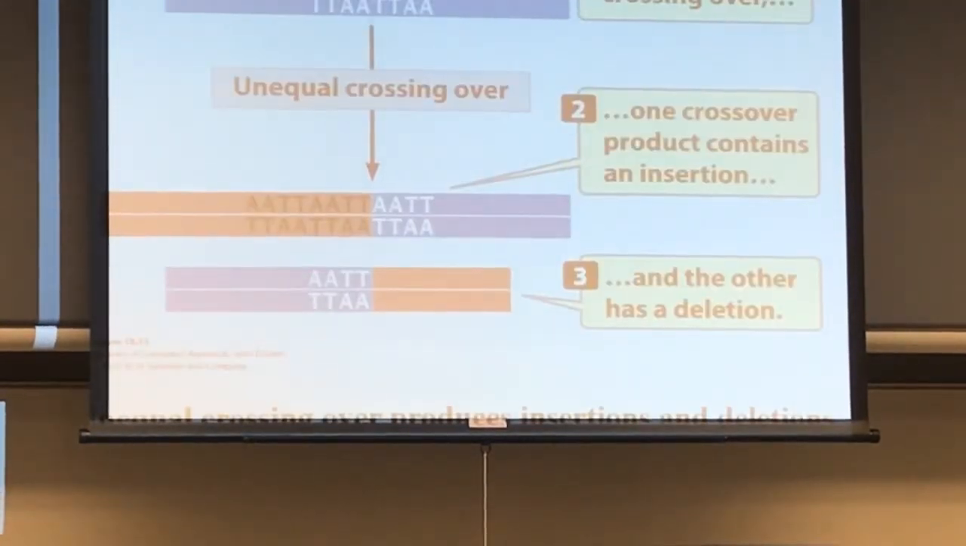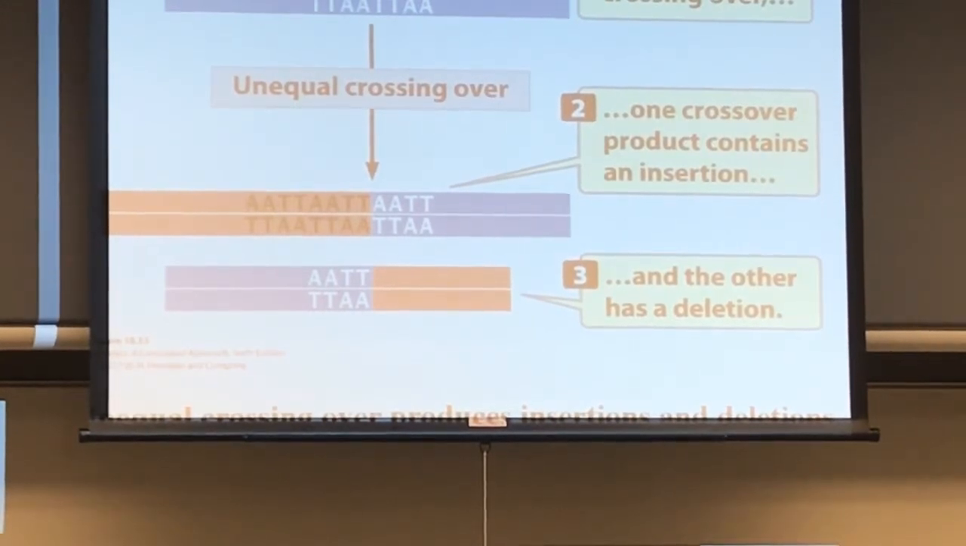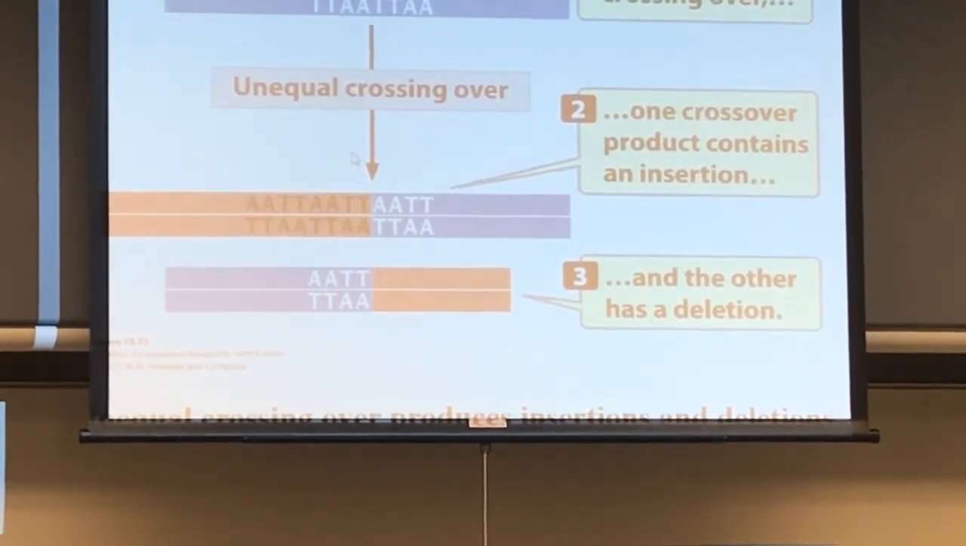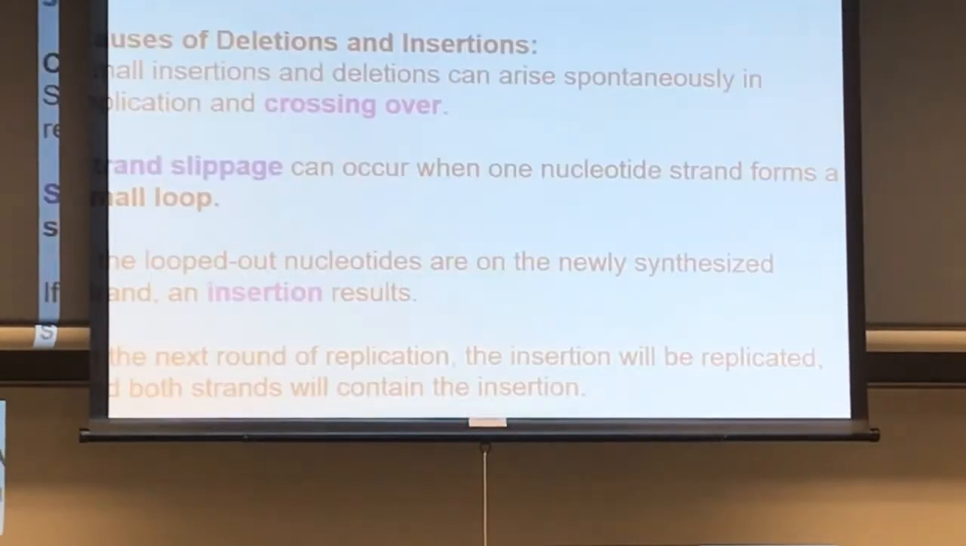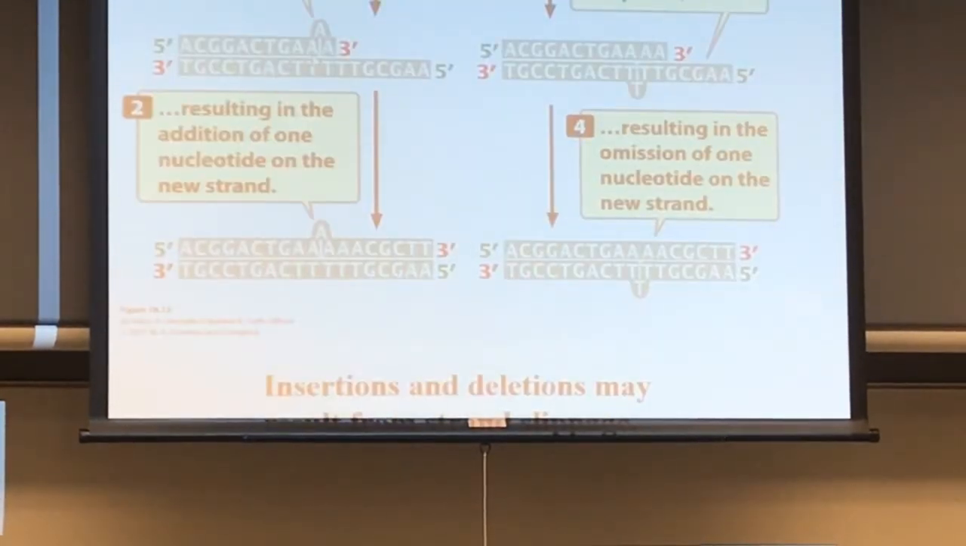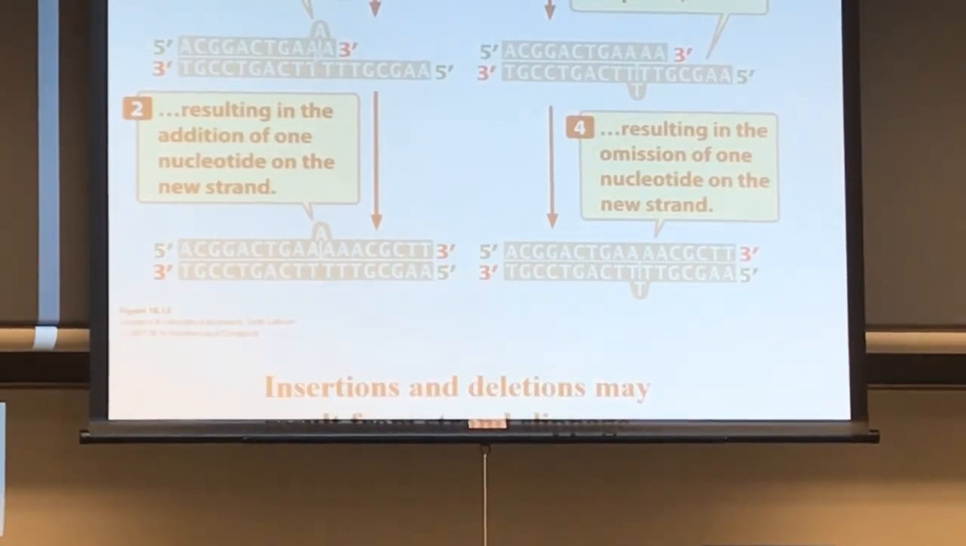If you look at this slide here, this is an example of spontaneous mutation, which shows how improper crossing over can lead to spontaneous mutation. The second one is strand slippage. Strand slippage is shown here, where you can see that one of the nucleotides has looped out. You have 4 A's here, but you only see 3 A's base paired, and one of the A's looped out. In such a situation, this results in the addition of one nucleotide on the new strand.